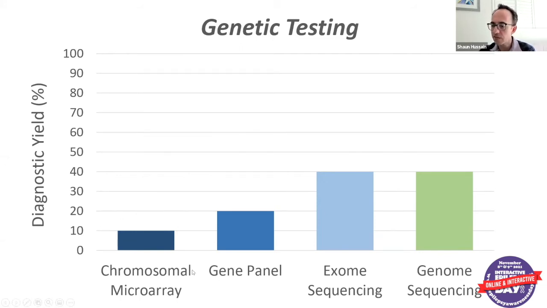So that's here at the left. And the y-axis here is kind of the yield of these testing strategies. And you can see that chromosomal microarrays are easy, but they don't get you very many answers.